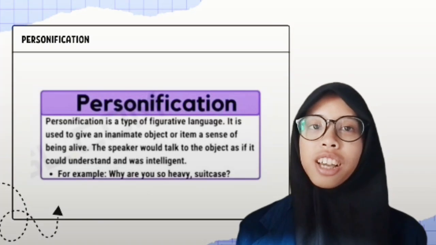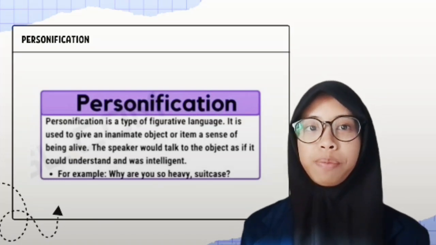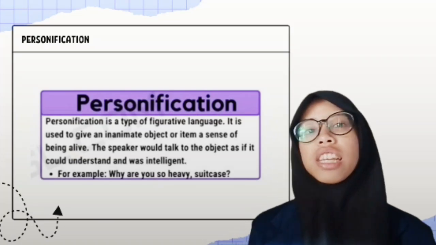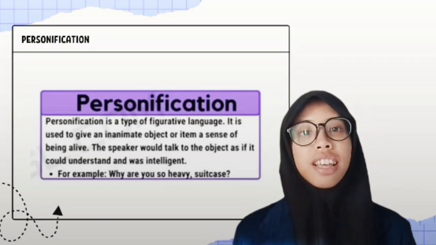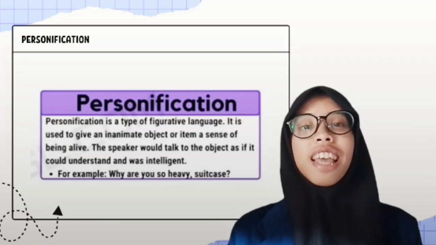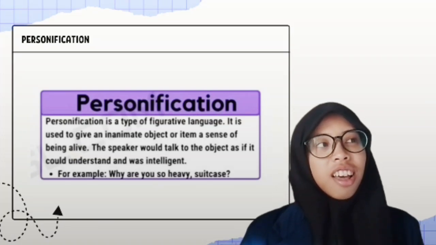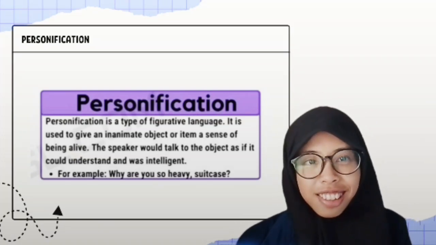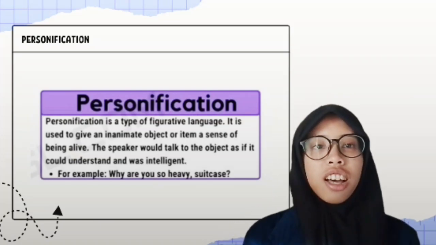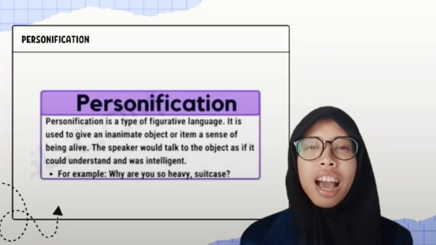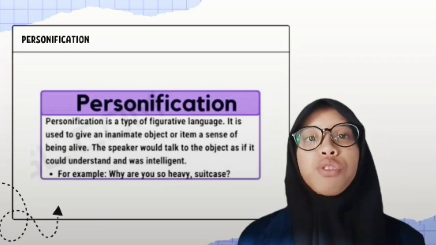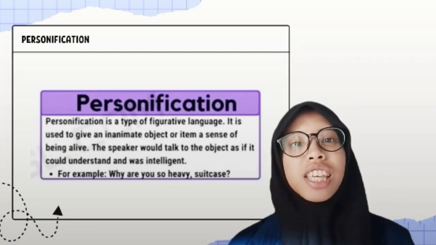Now let's talk about the next one, personification. Personification is a type of figurative language used to give an inanimate object a sense of being alive. The speaker talks to the object as if it could understand and was intelligent. For example, why are you so heavy, suitcase? Here we treat the suitcase as if it can understand what we say to it, as if we can talk with the suitcase, and it has a human characteristic, which is heavy, like a human body.